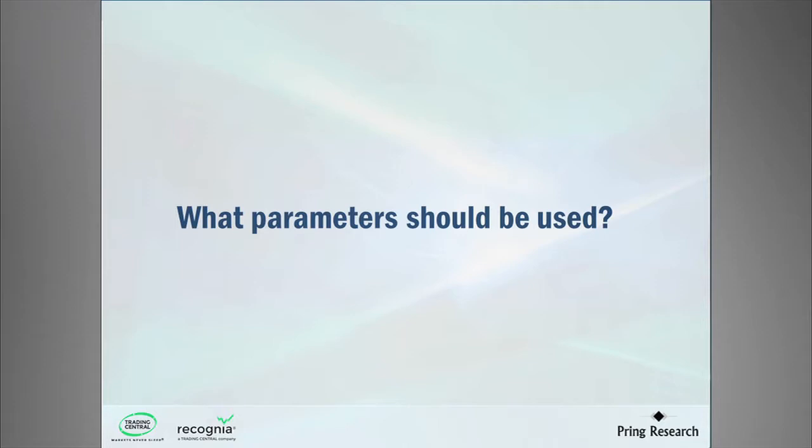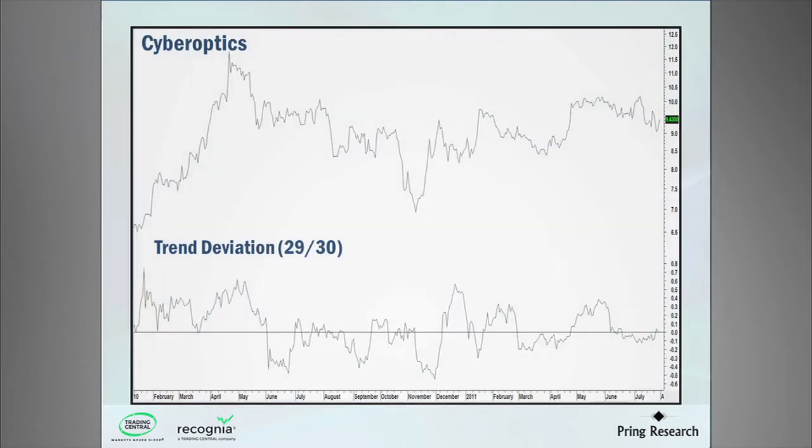So far, my examples have been limited to closing prices being divided by a moving average. But an alternative approach with trend deviation indicators is to smooth out unwanted volatility with the aid of two moving averages. That means the calculation is made by dividing a shorter-term moving average by a longer-term one. The choice of parameters is important.